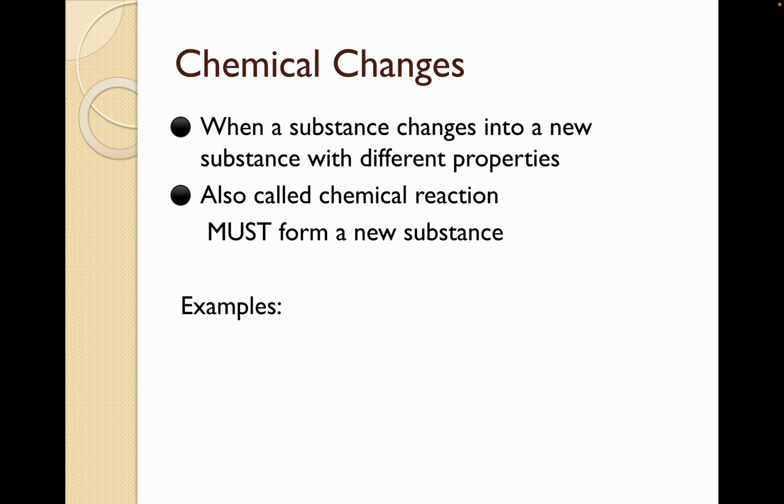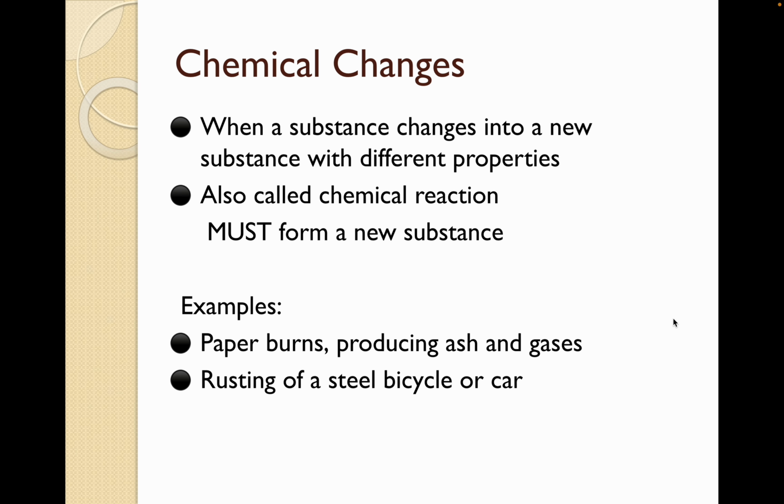Example. So, paper burns producing ash and gases. That would be a chemical change or reaction. Why? Because you produced ash and you produced more gas. Rusting of a steel bicycle or car. The act of rusting, I'm sure we could all guess that. Rusting doesn't just come out of nowhere. You had to have a chemical reaction between oxygen and the metal for something to rust.